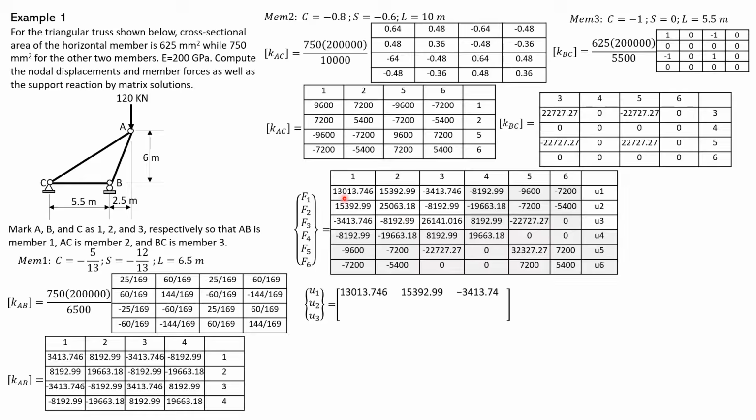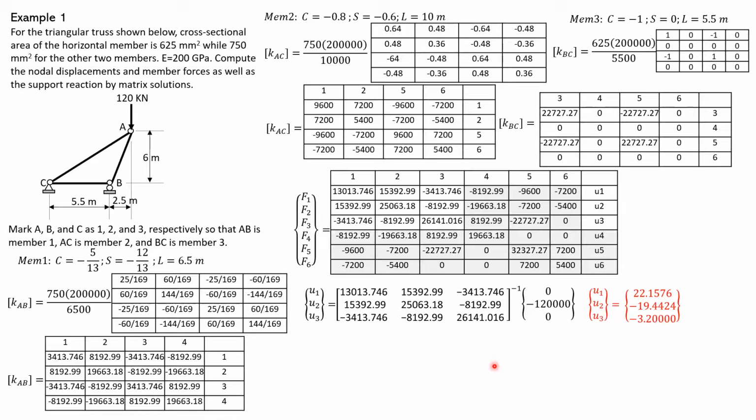different elements of the structural stiffness matrix. Then invert it using your calculator, 3 by 3 because this is only 3 by 3. Multiplied by the forces F1 0, F2 negative 120,000 and F3 0. So solving for the displacements, u1, u2, u3 equals 22.1576, negative 19.4424, and negative 3.2 mm. The units would be in meters.